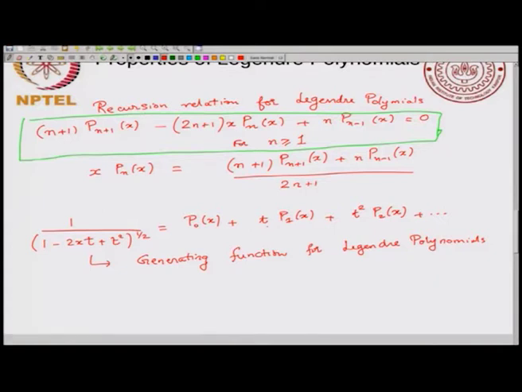I do not expect you to remember this generating function, but what we will see when we do other power series methods is that each of these power series methods will generate polynomials, and each time you have a polynomial you will have some sort of generating function.